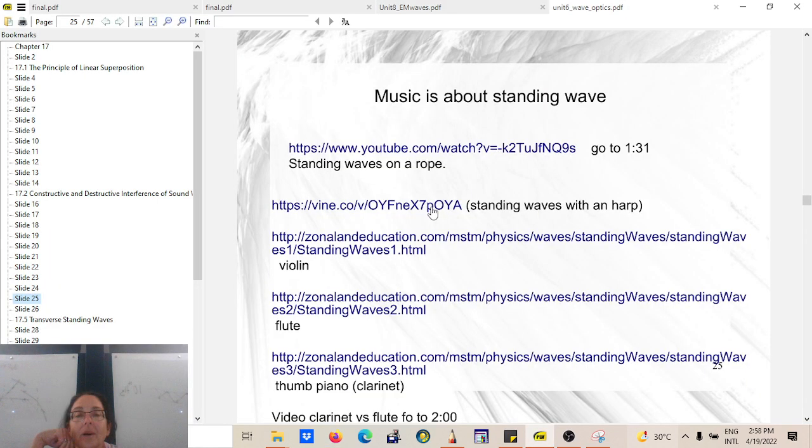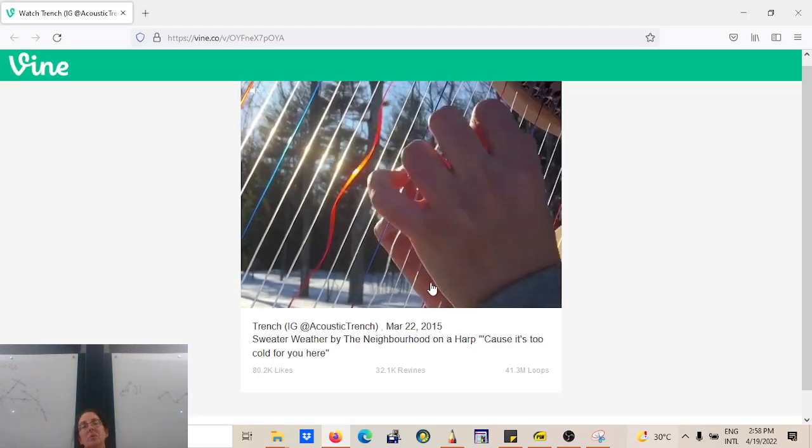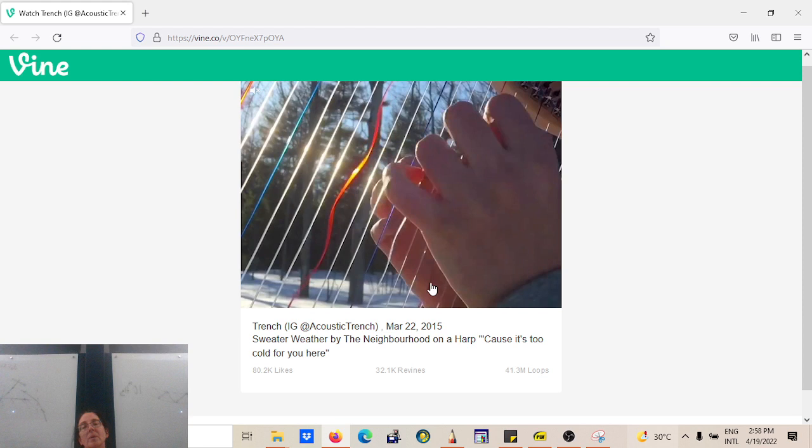Okay, so when you are playing music like guitar, clarinet, flute, you have what are called standing waves. And standing waves happen because of resonance. So I'm just going to show you an example and I will explain how they happen. So that's the idea behind music. So here it's a harp. Do you see the standing waves? Do you see those waves?